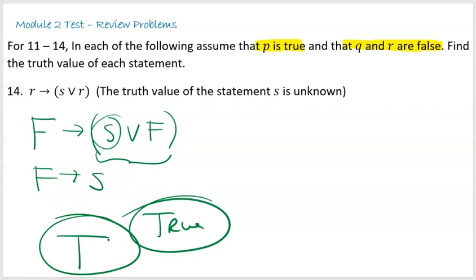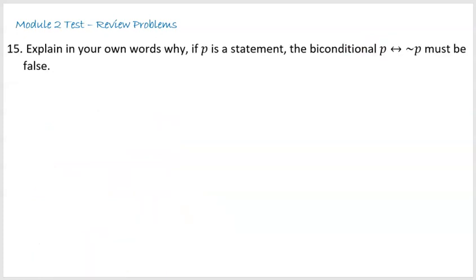You really have to use your logic skills to get through that one. So explain in your own words why, if P is a statement, the biconditional P if and only if not P must be false. Notice you don't even know the truth value of P. So maybe we could consider every possible way of handling this. What if P is a true statement? We're just going to assume that P is true. That'll be the first time we do it. And the second time we do it, we assume P is false.